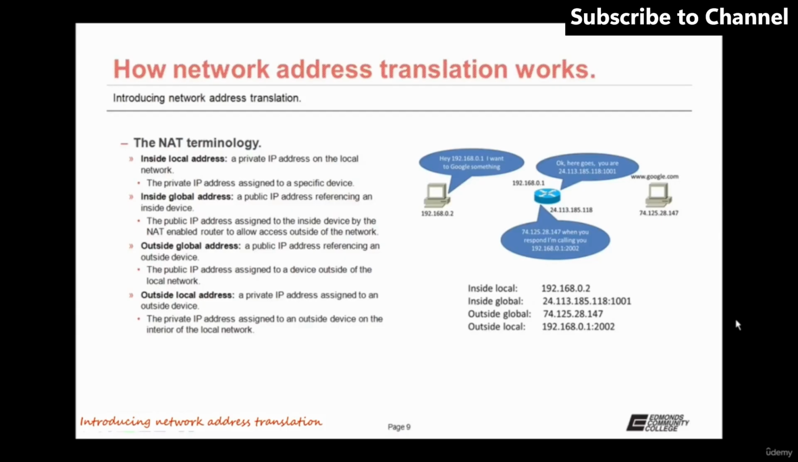Then there's the outside global address, which is a public IP address referencing an outside device. It is the public IP address assigned to a device outside of the local network. Then there's the outside local address, which is a private IP address assigned to an outside device. This is the private IP address assigned to the outside device by the NAT-enabled router on the interior of the local network so that the inside device can communicate correctly with the outside device.